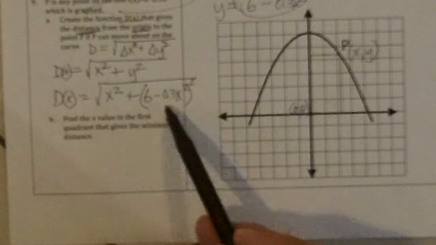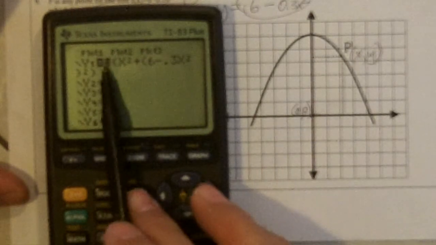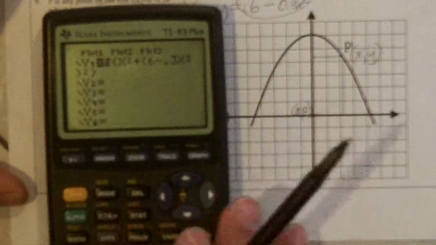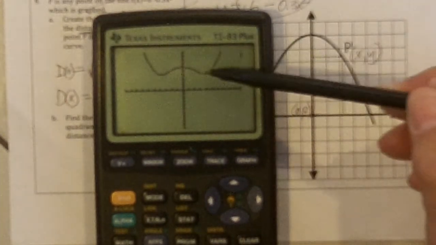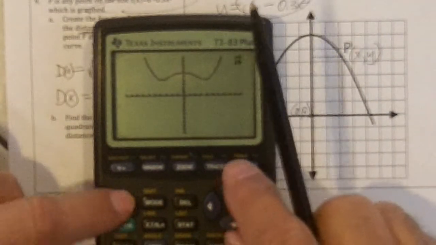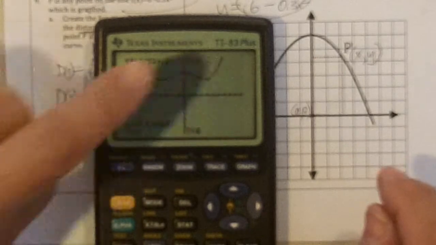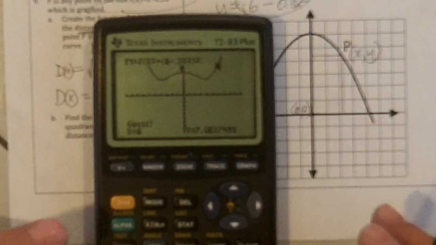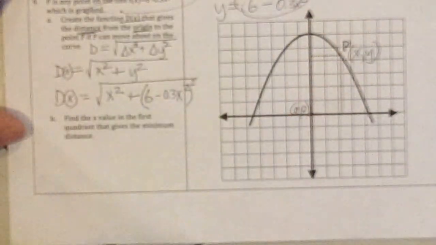Now to find when the distance is the minimum, you take your calculator and type in that equation, the square root of x squared plus 6 minus 0.3x squared, squared, close parenthesis, and if you push zoom 6 and graph it, it has a minimum out here somewhere around 4 and 5, and so I'm going to find that minimum by going second, calculate the minimum, number 3, and I'm going to look somewhere between 0 and 6, 0, enter, 6, enter, and my guess is about 4, and it says, no, it happens at 3.8.